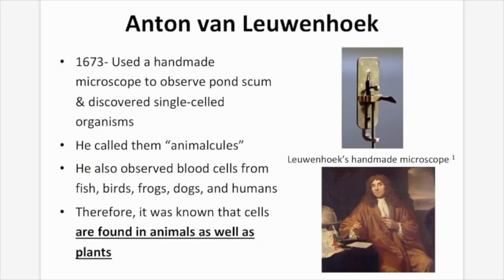Anton van Leeuwenhoek. So fast forward a little bit. 1673, Anton used a handmade microscope to observe pond scum and discovered single-celled organisms. He called them animalcules. He also observed blood cells from fish, birds, frogs, dogs, and humans. Therefore, it was known that cells are found in both animals and plants. So we have Hooke discovering cells while looking at plants, while looking at cork, and then Anton comes along and says, okay, well, they're not just in cork, but they're also in animals. So we got plants and animals.